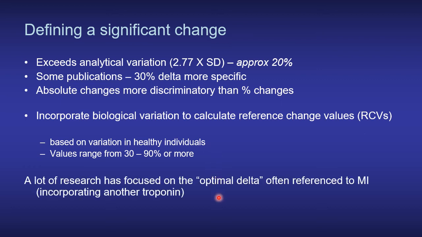It is also worth pointing out that a lot of the research has focused on trying to define the optimal delta for a particular assay, and which is often referenced to MI, which has been assigned incorporating another troponin. So this is a contentious area.